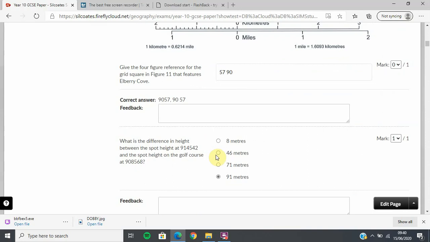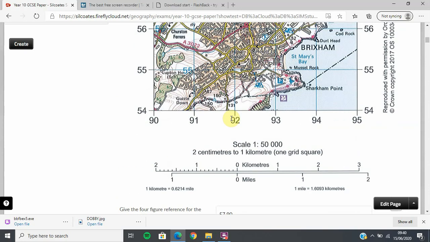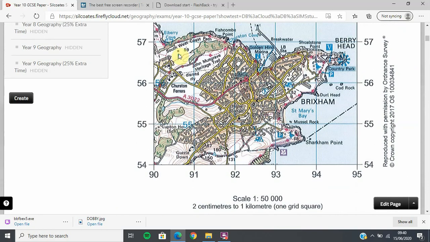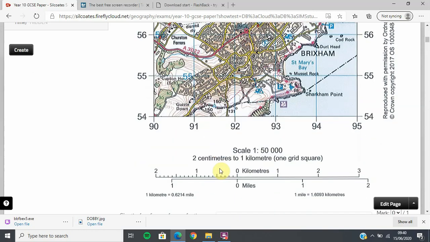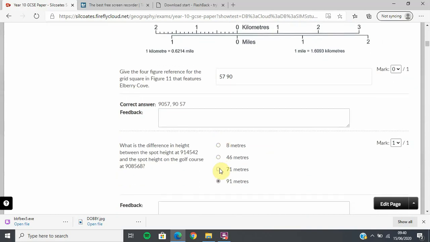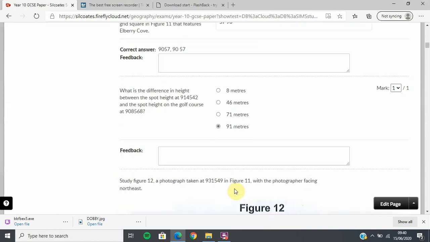And the next one we needed to look for was the golf course at 908568. So 90, 856, there's the golf course there. And we've got then 59. So we've got 150 and 59. Quick bit of maths on that: the difference between the two is 91 meters.